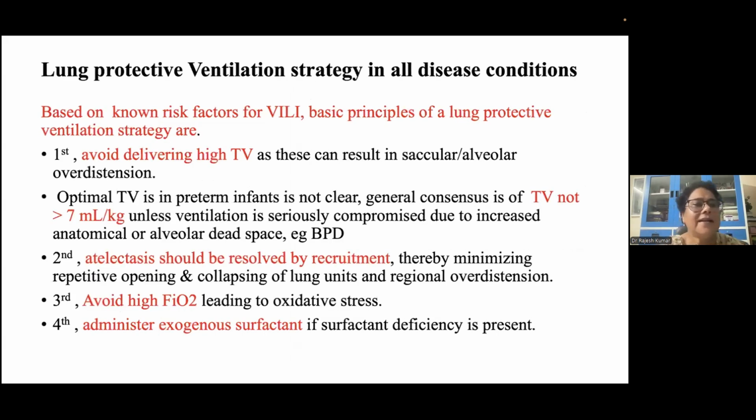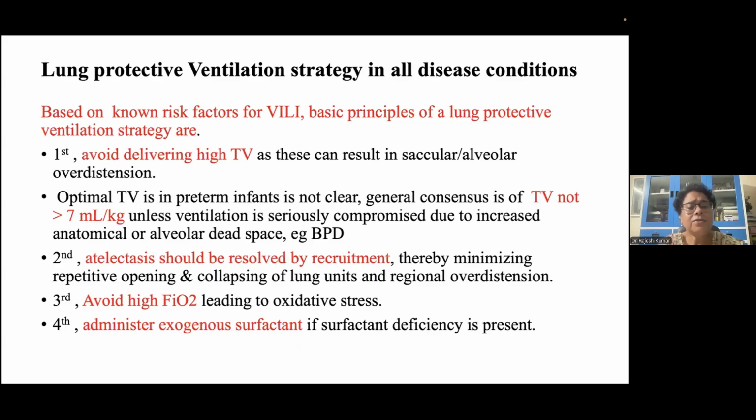Lastly, very shortly, regarding the lung protective ventilatory strategy in all disease conditions. Based on the known risk factors for ventilator-induced lung injury, the basic principles of a lung protective ventilation strategy should be maintained in all kinds of ventilation. First, we need to avoid delivering high tidal volume, because this can result in overdistension of the alveolus or the saccules, which can lead to volutrauma. The tidal volume should not exceed, in all kinds of patients, 7 ml per kg. Ideally, it should be kept less, up to 6 ml per kg.